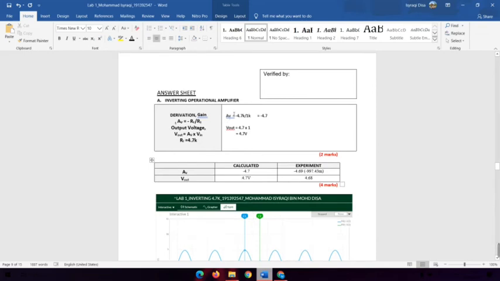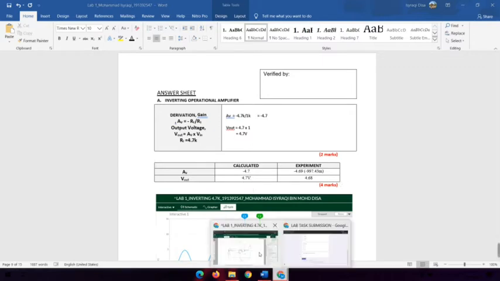At first I am going to present the inverting operational amplifier. Here is the calculated value for gain: negative 4.7. This is the calculated value for Vout: 4.7 volt.